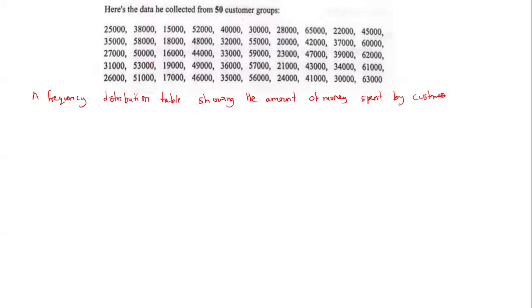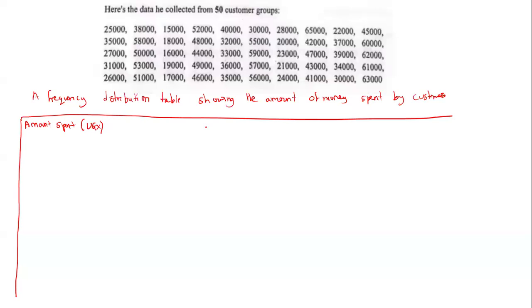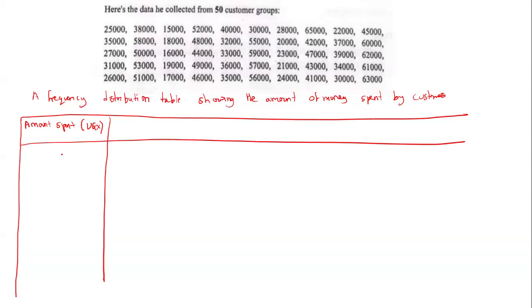Now, since this is the amount of money spent, I'll come here and say amount spent, then here I'll put UGX. Then I'll draw my table. Now, in this table, we are going to put different things.